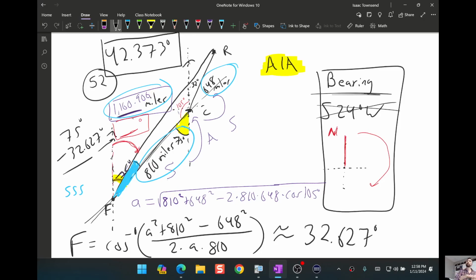Would the angle not be 137, and not add the 32? You are correct. This angle wasn't 105, it was this whole thing. Should have been 137. Thank you.